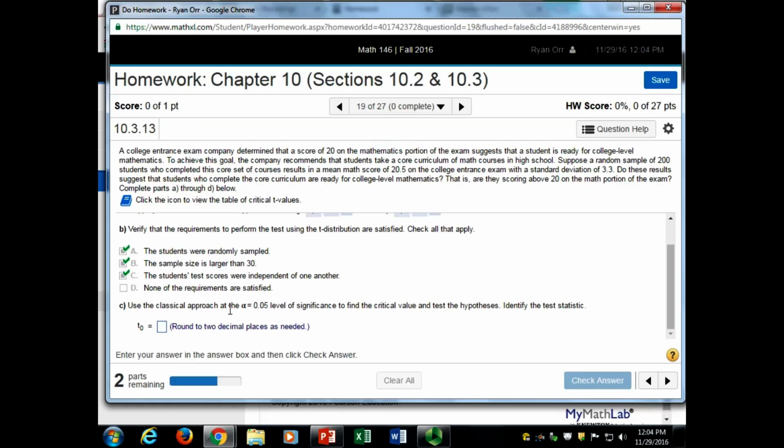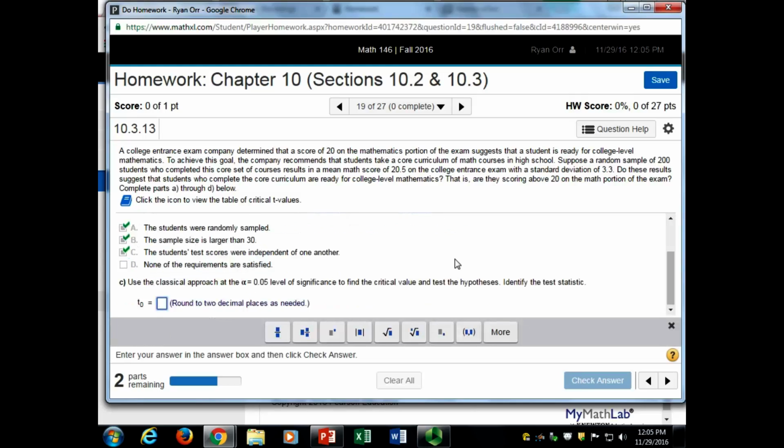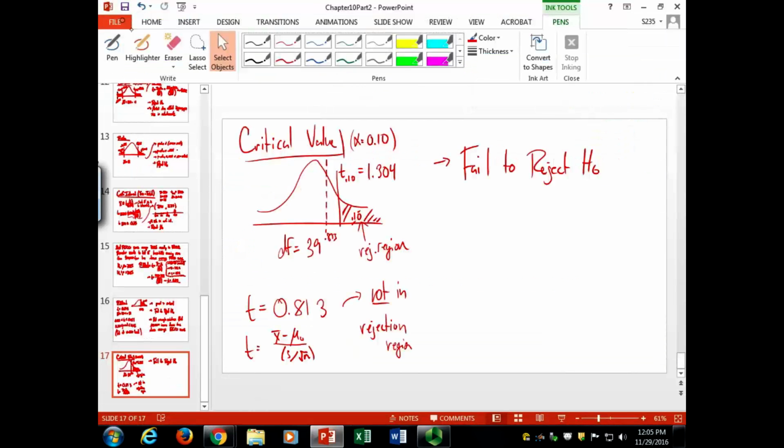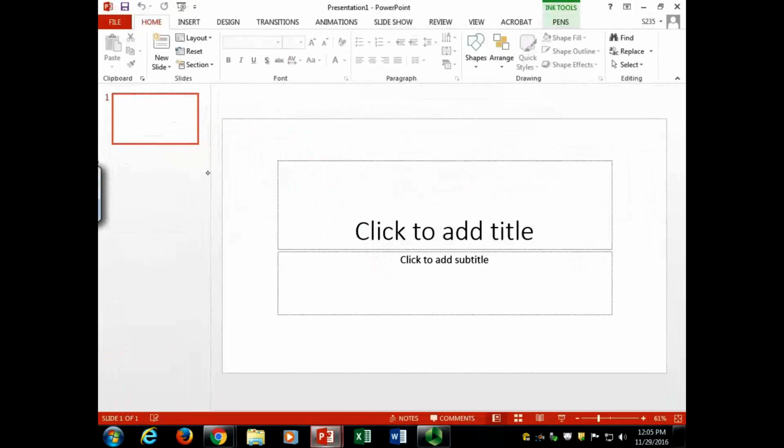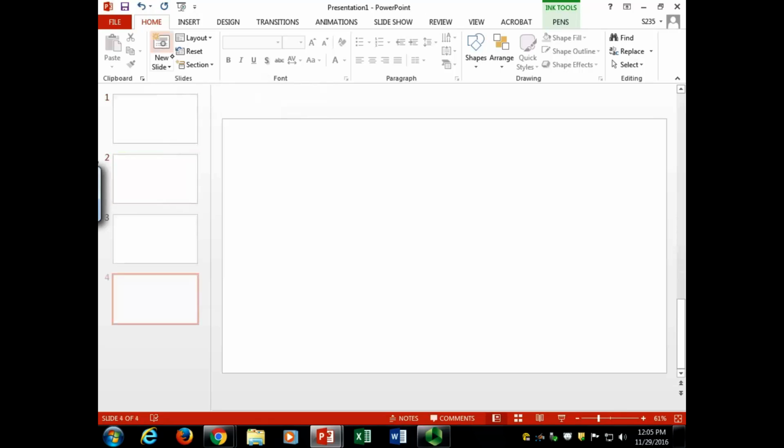So use the classical approach at the alpha equals 0.05 level. Find the critical value. So when they say test statistic, that means they're looking for the actual statistic. I don't think they're looking for the critical value right here. Okay, so your test statistic, that's going to be based on this sample mean, right? So let me pull this up here.